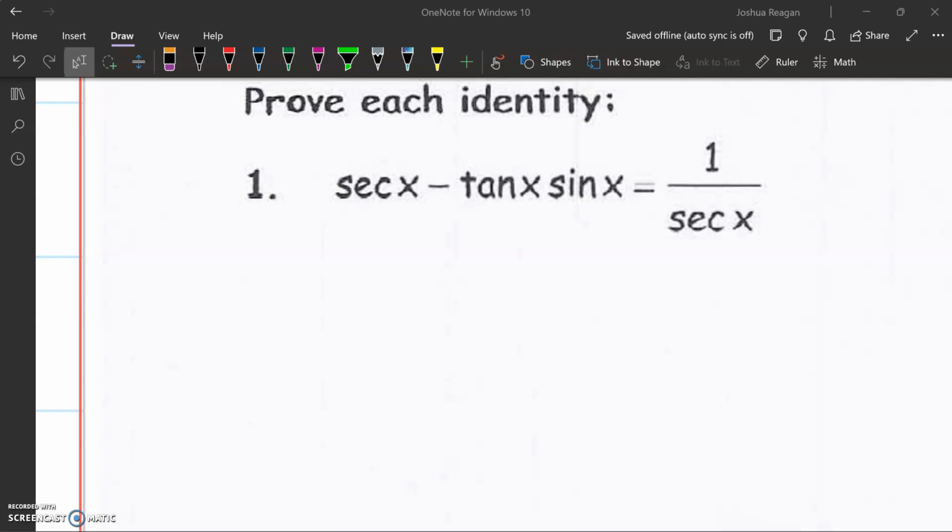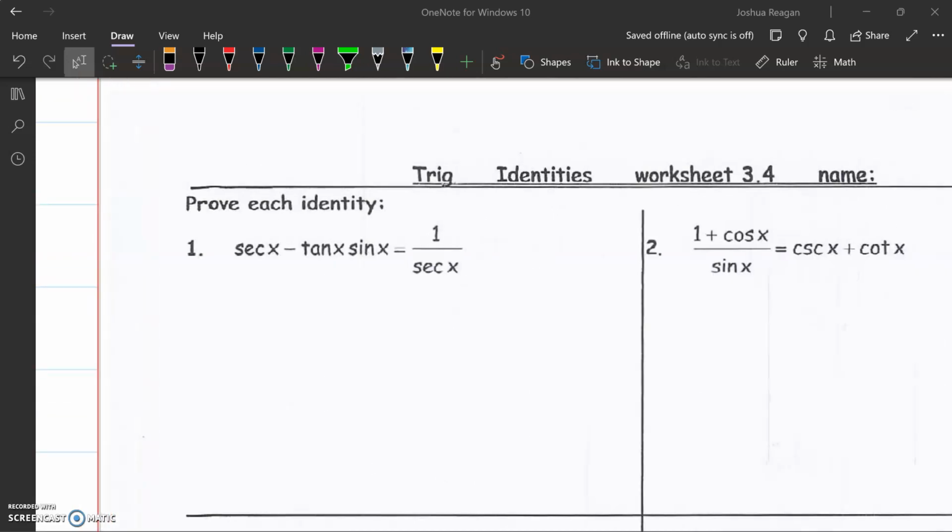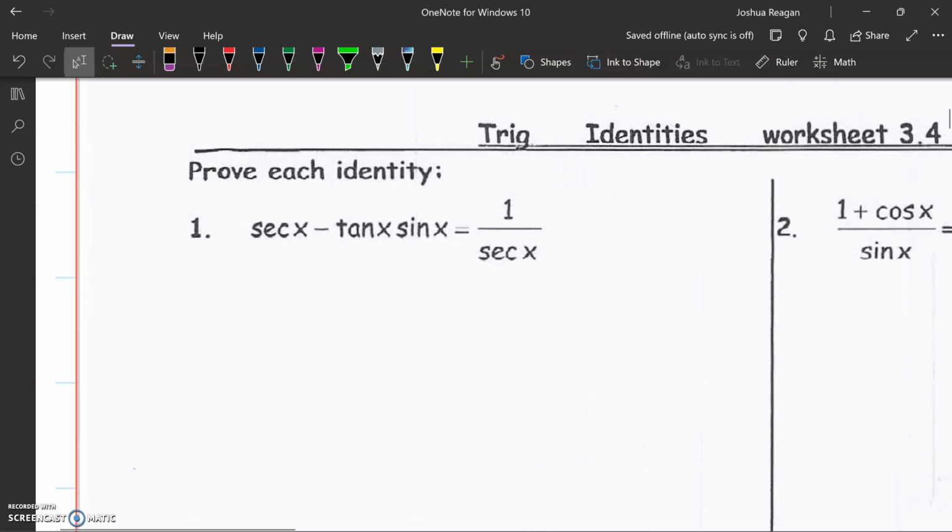So this will be for your worksheet, the one labeled Trig Identities worksheet 3.4. I got this worksheet from the internet, so for us it's really 5.1, but don't worry about that. This one is going to be due on Monday. So let's get into it.